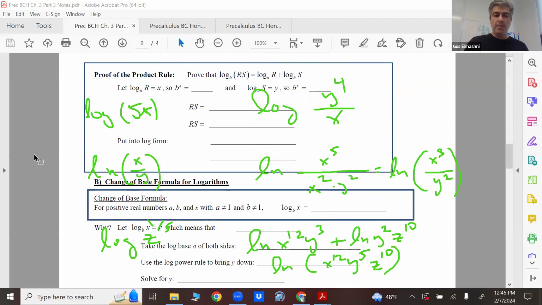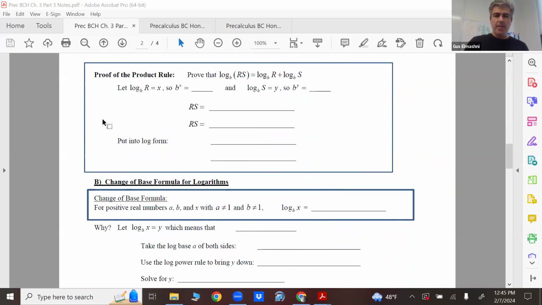All right, the proof of the product rule. It's actually kind of cool. If you think about it, that should be r, right? b to the x equals r, and b to the y equals s. Does that make sense so far? If log base b of r equals x, then r equals b to the x. Log base b of s equals y, so b to the y equals s. So what's r times s? b to the xy, right? Oh, sorry, b to the x plus y, my bad. Actually, hold on a sec, let me back up a little bit. b to the x times b to the y, which of course is that.